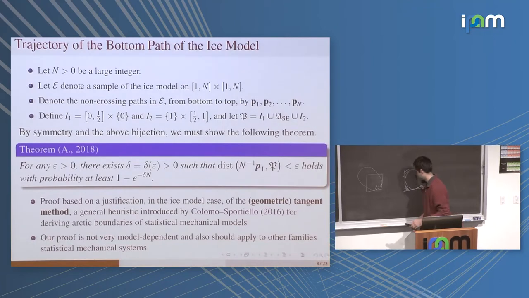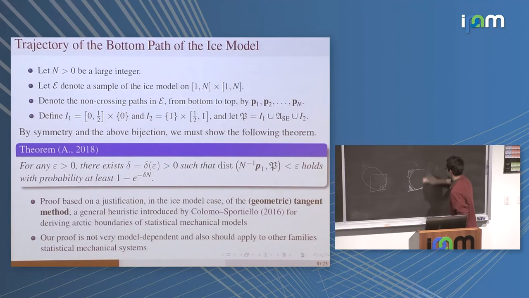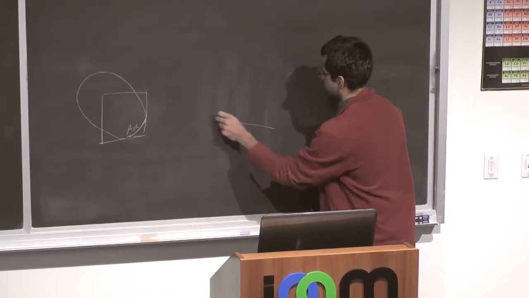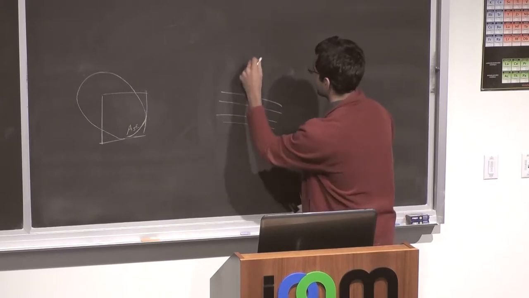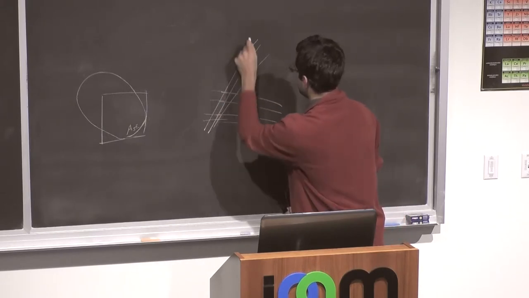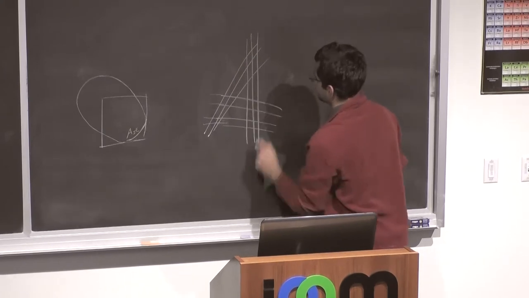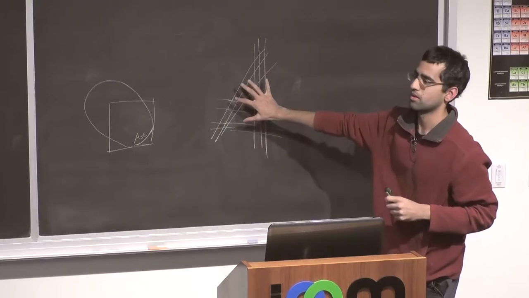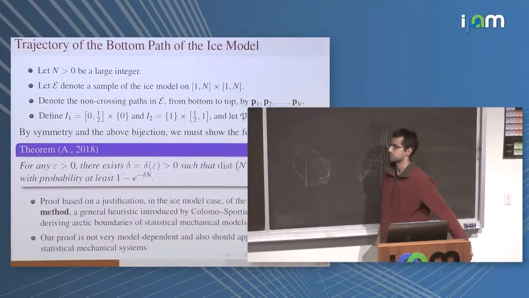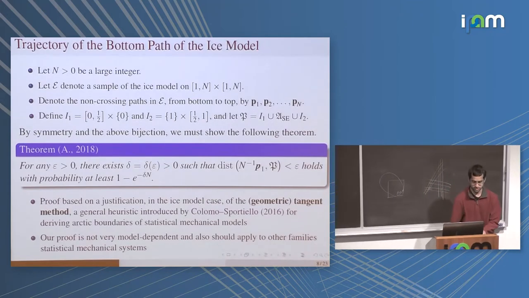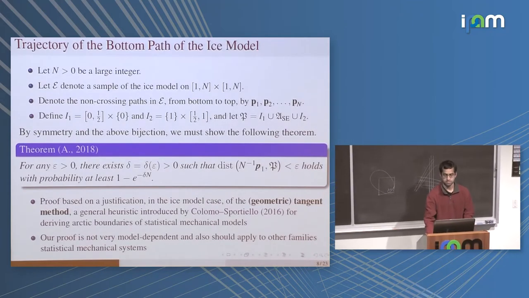And in the paper, I actually deal with a slightly different domain, though again an ice model. It's the so-called three-bundle domain. It looks like this. There are three bundles of lines, and they all intersect. You can define an ice model on this domain and then analyze its arctic curves. And the method works equally well there. My guess or hope is that it would work very well for other families of models.